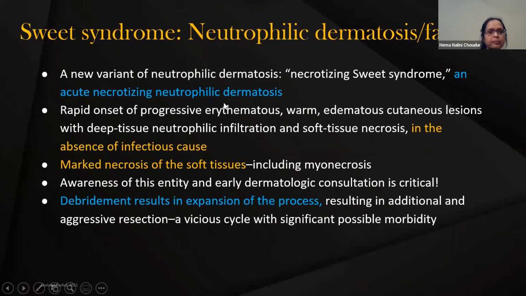And as I said, there is rapid onset of erythematous, warm, edematous cutaneous lesions with neutrophils, this time not eosinophils, infiltrating the soft tissues. And there's absence of infectious cause. It can lead to myonecrosis. And the scary part of it is debridement results in expansion of the disease. So that's a no-touch lesion. So you should keep this in mind, that there is neutrophilia in the blood count. And this is something that you would look for if the patient comes from the ER.